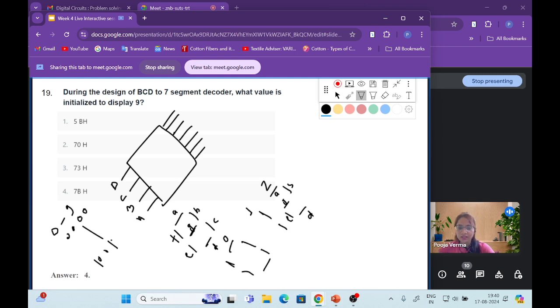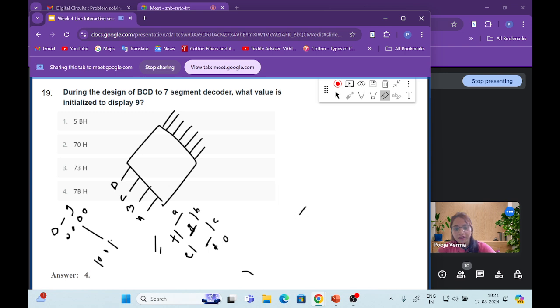So this is a 7 segment display. This is called 7 segment display. Okay, I think you have already studied all those things. I am just telling it for the basic purpose.